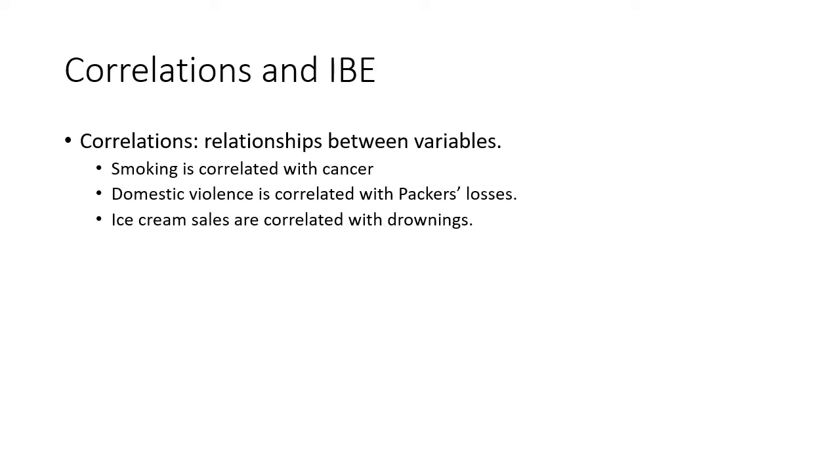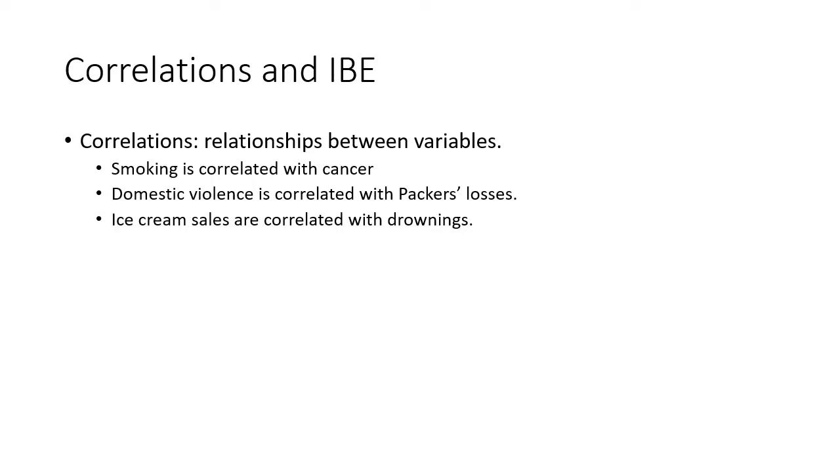So what is in chapter 8 is, or I should say, correlations. Correlations are relationships between variables. So I have some examples here of variables that are correlated with each other. Smoking is correlated with cancer. Domestic violence is correlated with the Packers losing a game. And I should say domestic violence in Wisconsin is correlated with Packers losing a game. And ice cream sales are correlated with drownings.